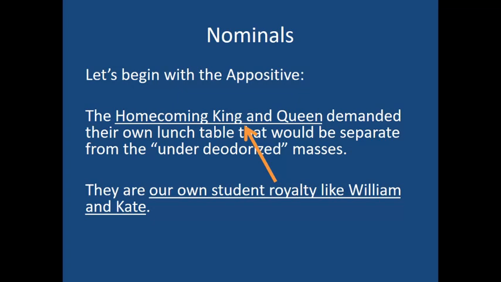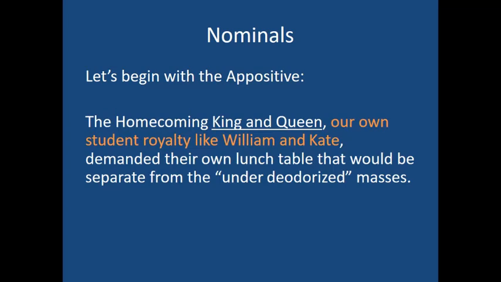So what I want to do is I want to take this phrase, our own student royalty like William and Kate, and get it as close as possible to a word that it's renaming. It's renaming homecoming king and queen. So I'm going to try to get it as close as possible to that phrase in that first sentence. So I could say something like the homecoming king and queen, our own student royalty like William and Kate, demanded their own lunch table that would be separate from the under-deodorized masses.